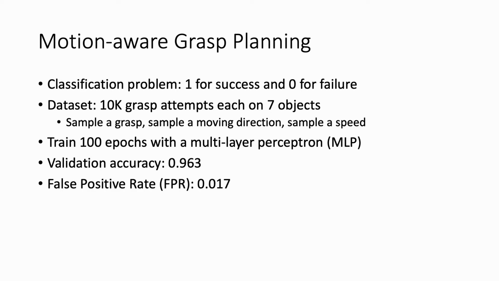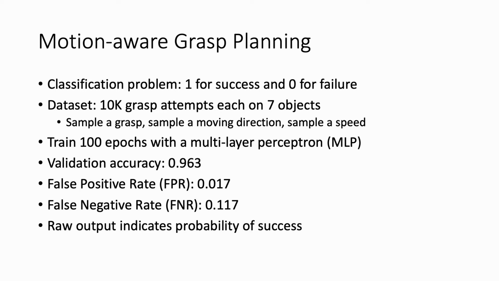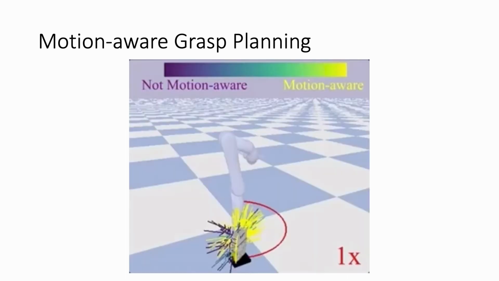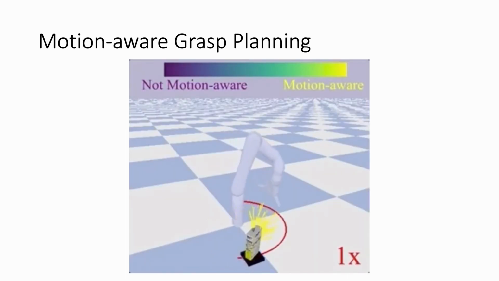We're able to achieve a false positive rate around 0.01 and a false negative rate around 0.1. The raw output after the softmax layer indicates the probability of success, namely the motion-aware quality given the current motion. We now have another function that runs pretty fast. It takes the grasp pose, the moving direction, and the speed, and gives us the motion-aware quality. This video visualizes the motion-aware quality of all grasps in the database of Sugar Box as it moves following the red trajectory. You can see that the quality value matches our intuition that grasps facing the direction of the motion have a higher value of motion-aware quality.